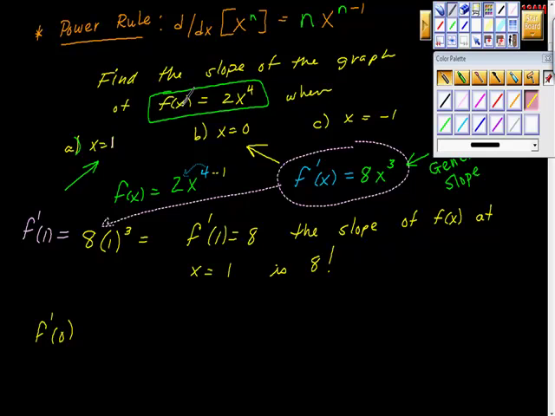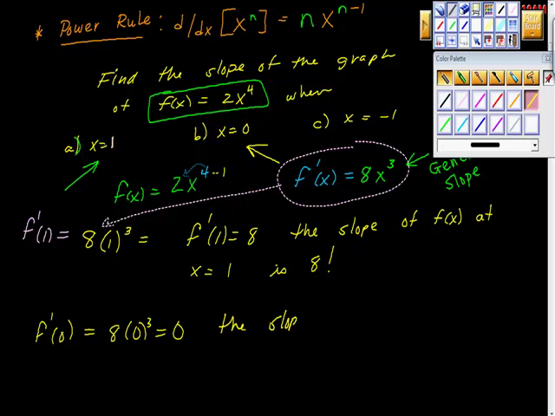You know what? We're not interested in the height of f(x). We're interested in the slope of f(x). And f prime at 0 is 2 times, no it's not. It's 8 times 0 cubed, and 0 cubed is 0. 8 times 0 is 0. Okay? See the pattern here? So that answers this question.